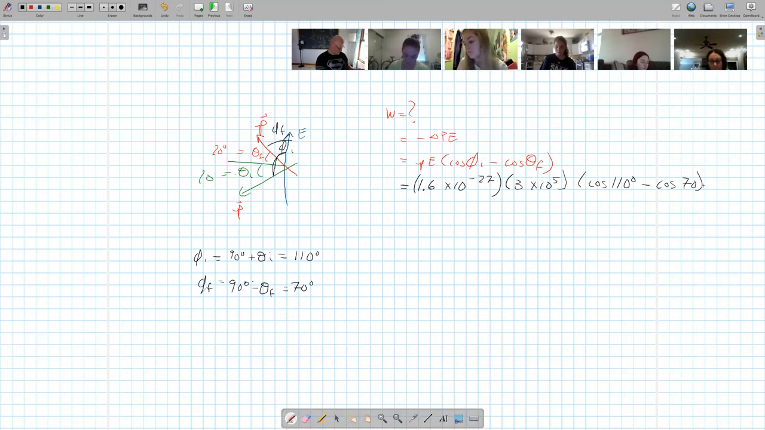Plug in the numbers, what we find in this case then is that the change in energy, or the work, is equal to negative 3.28 times 10 to the minus 21 joules. That look like a one? There we go. So this is the work which is being done by the electric field.